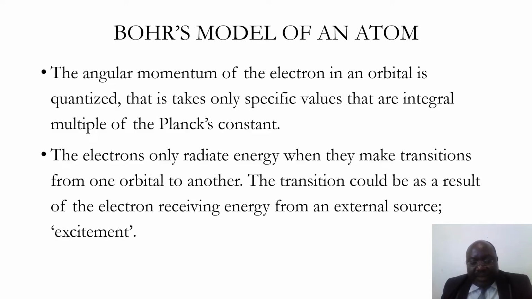The other postulate we can pick from Bohr's model of an atom is that electrons only radiate energy when they make transitions from one orbital to another. The transition could be a result of the electron receiving energy from an external source, which we sometimes refer to as excitation.